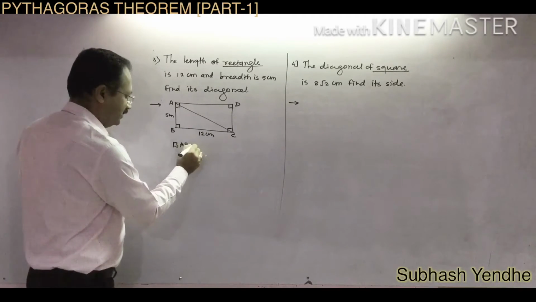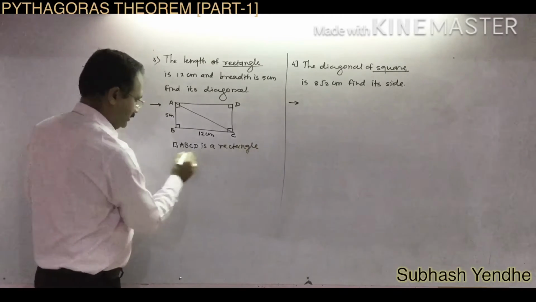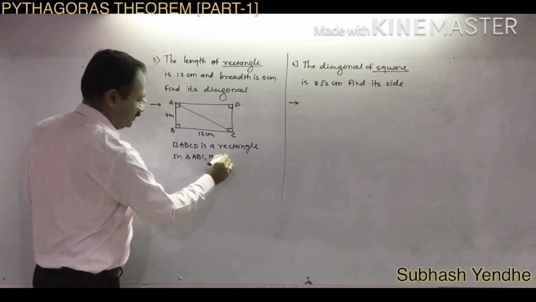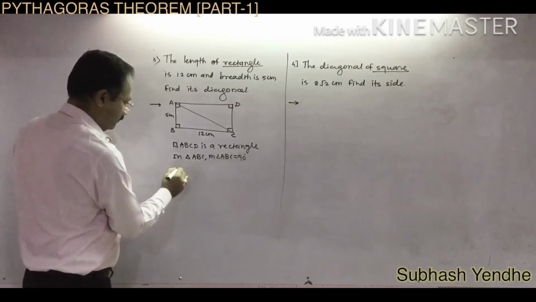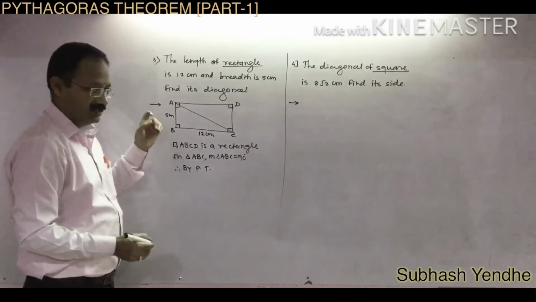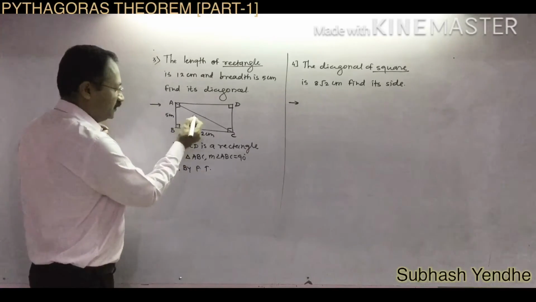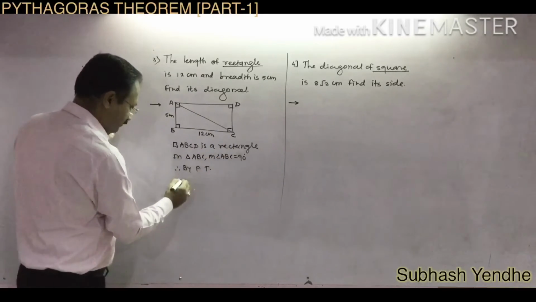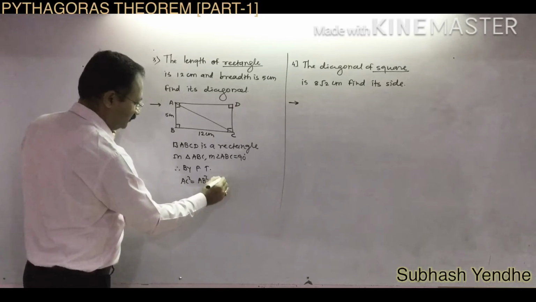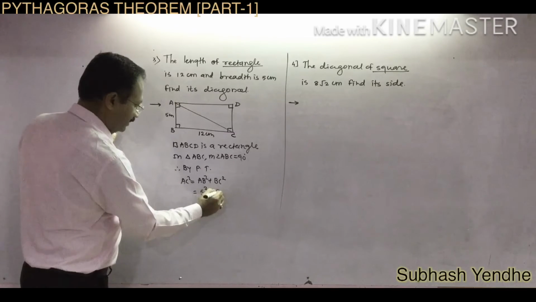Quadrilateral ABCD is a rectangle, and then in triangle ABC, measure of angle ABC equals 90. Therefore, by Pythagoras theorem. I have written the shortcuts, but please remember, don't write the shortcuts. So what does it tell? Opposite to 90 is the hypotenuse. So AC square equals AB square plus BC square. So AB's value is given as 5, BC's value is given as 12.